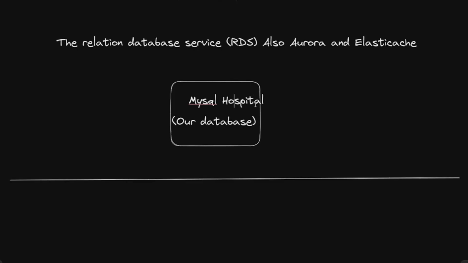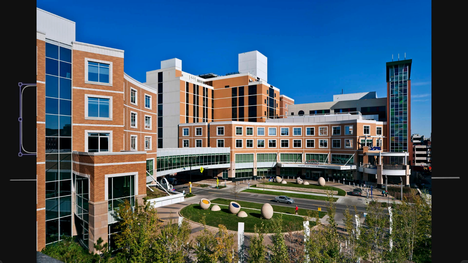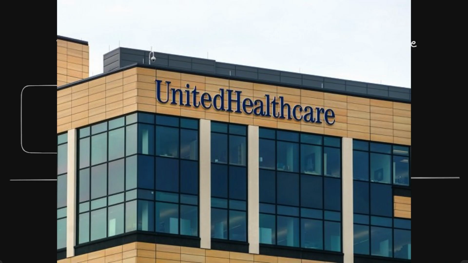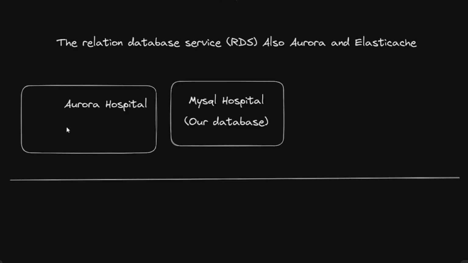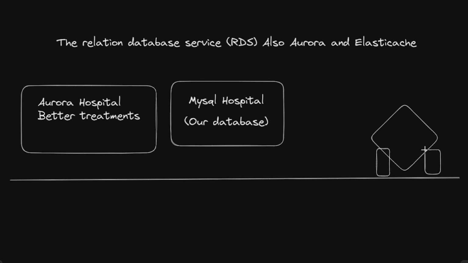RDS database types can be compared to different types of hospitals. All hospitals have the goal of making you healthy, but they each have different techniques to achieve that objective. RDS proprietary technology Aurora can be compared to a breakthrough medical treatment that provides better outcomes and faster recovery for patients. Aurora offers better performance, scalability, and availability than other traditional databases.